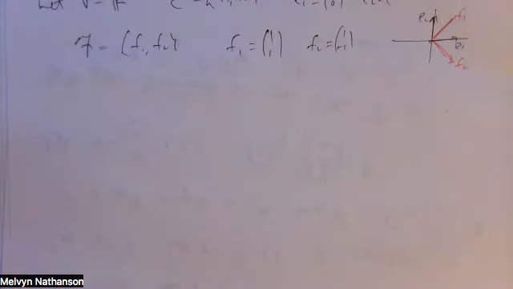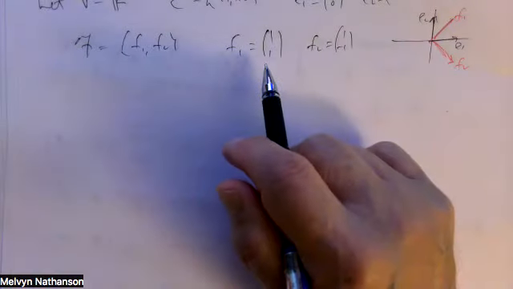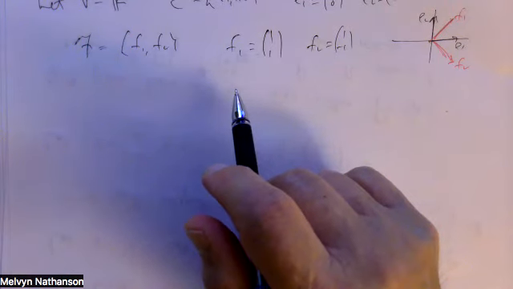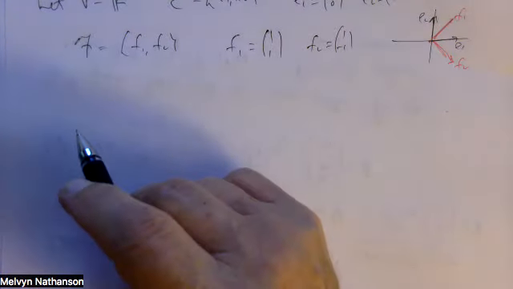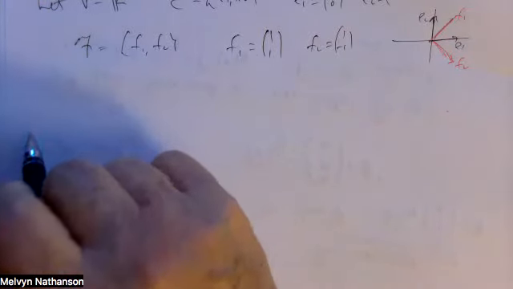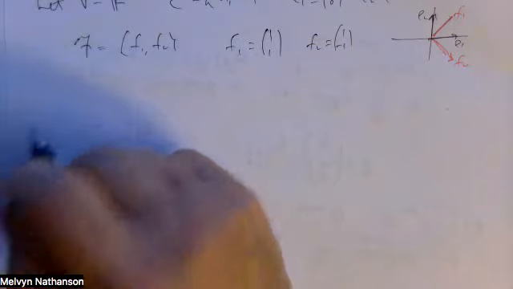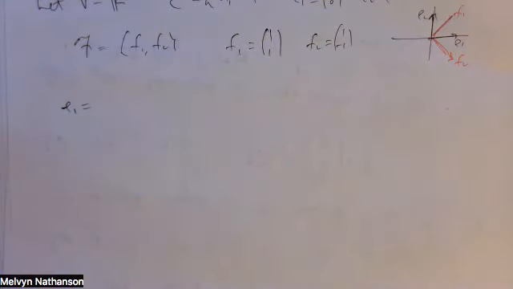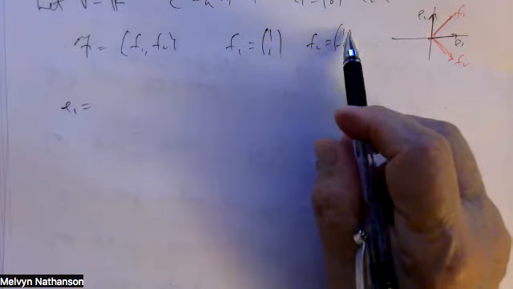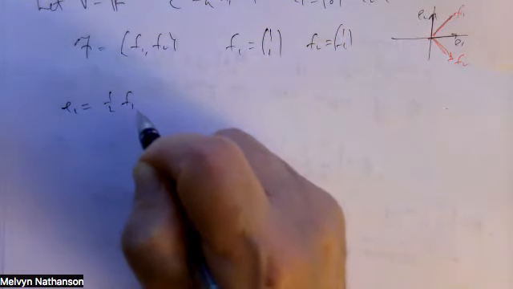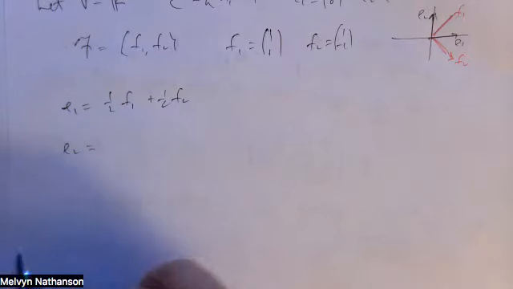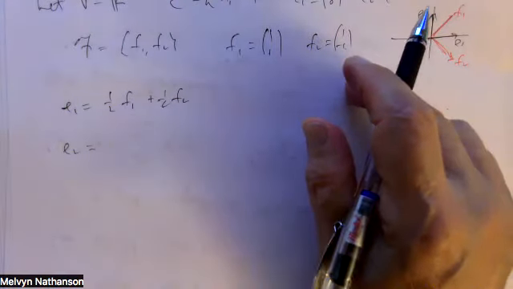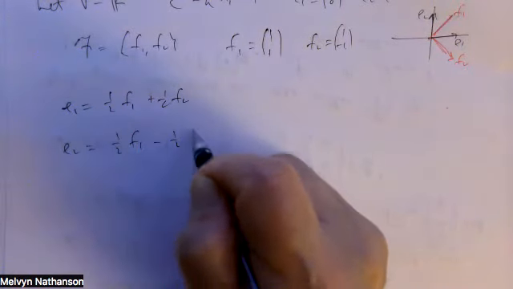So how do you express the vectors in one basis with respect to the vectors in the other basis? I want to write E1 as some linear combination of F1 and F2. If I add F1 and F2, I get (2, 0). So I can write E1 as a half F1 plus a half F2. You can check. And E2 is, if I subtract, I get (0, 2). So a half F1 minus a half F2.